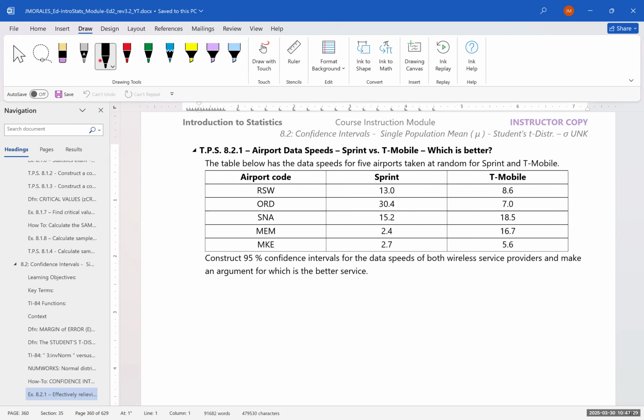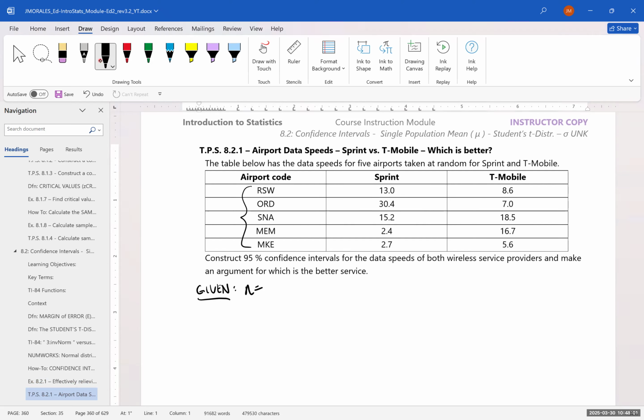All right, so let's first take a look, I guess a 30,000 foot view of what we're doing. We're actually creating two confidence intervals. One confidence interval for Sprint and the other confidence interval for T-Mobile. Let's see what information we were given. Do we know anything about sample size? Well, the sample size is 5 because we have 5 airports.